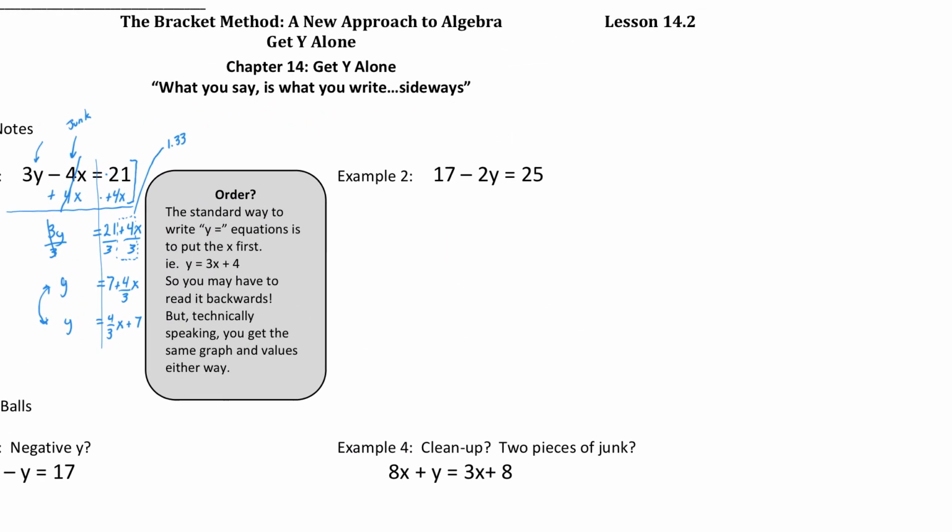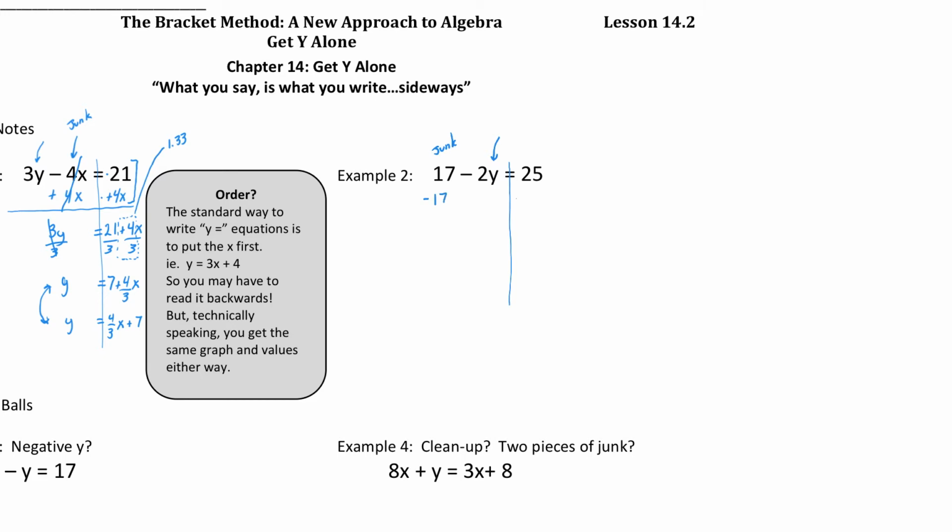Example 2. Let's stick with our rules. We draw the wall and do what we always do. Again, we're trying to get y alone, so this is the junk. How do you make 17 disappear? Subtract 17. Now here you'll notice when we get rid of the 17, we end up with 25 minus 17. Unlike the previous problem, these two numbers can be combined. 25 minus 17 is simply 8.